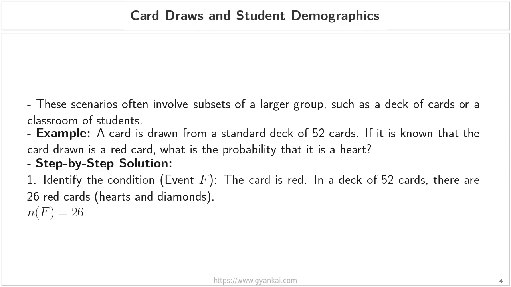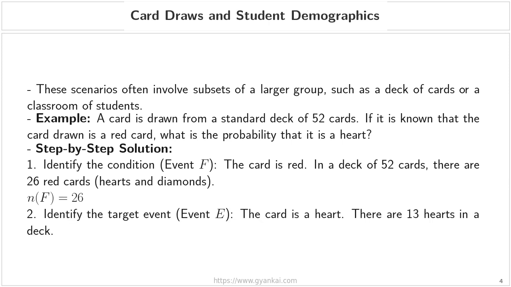Now, we know that in a standard deck of 52 cards, there are 26 red cards, consisting of both hearts and diamonds. So, the number of outcomes in event F, written as N of F, equals 26. This is our new reduced sample space. Second, we identify our target event, which we will call event E. Our goal is to find the probability that the card is a heart. In a standard deck, there are exactly 13 hearts.